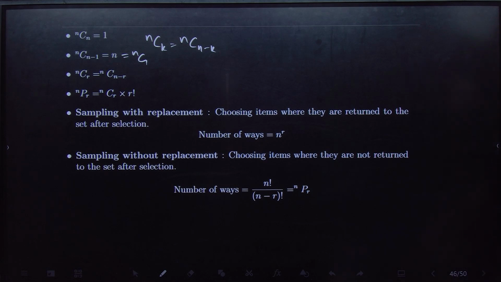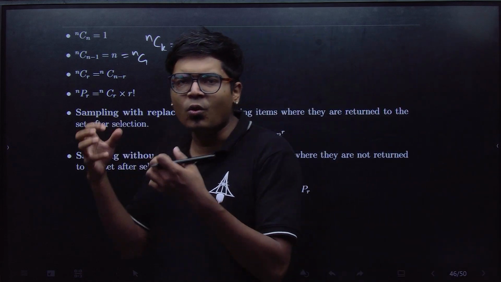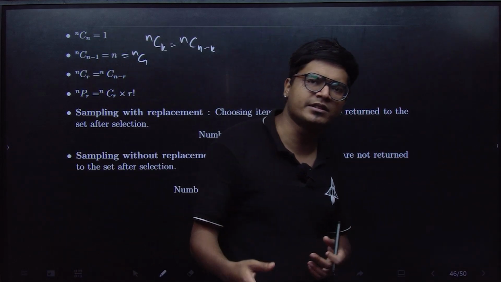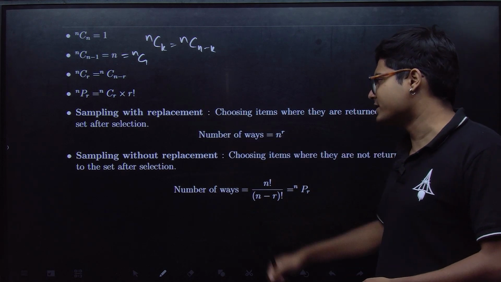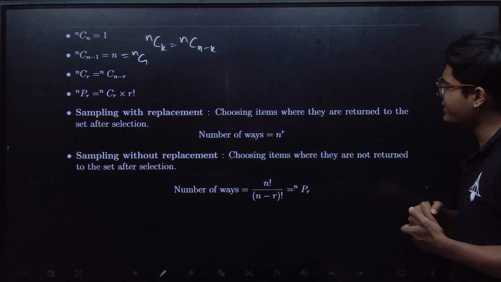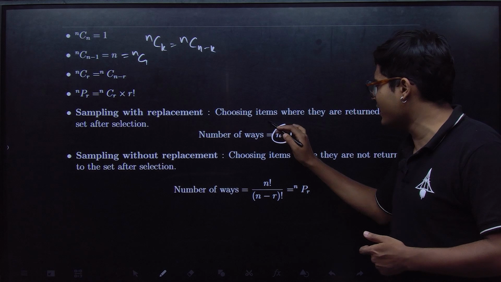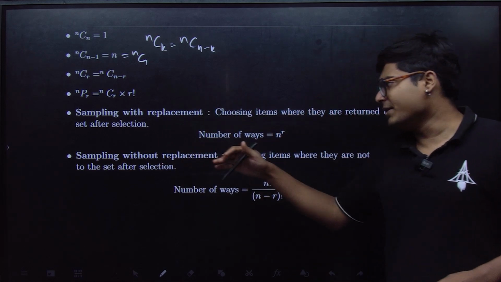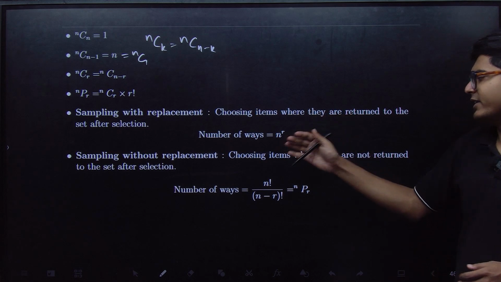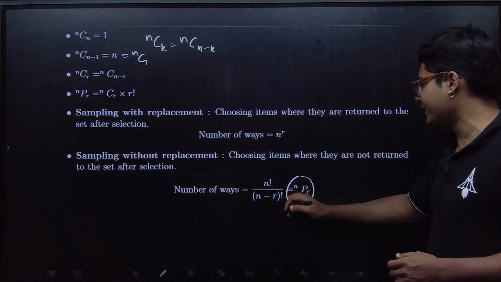Now, if we talk about sampling with replacement, choosing items when they can be returned to the set after selection, with replacement means you choose something, you note what you have chosen, you record your observation, and then you put it back to the lot, and there's a chance you can choose that again. That's the idea of sampling with replacement. Then the number of ways in which you can choose them is n to the power r, because at every step you have all the n objects available to you. Sampling without replacement, if you are choosing r objects when they are not returned, then it's nothing but nPr.